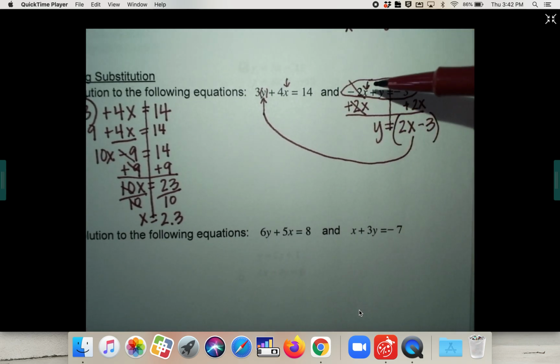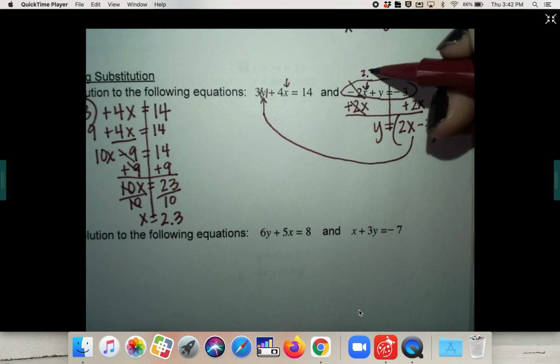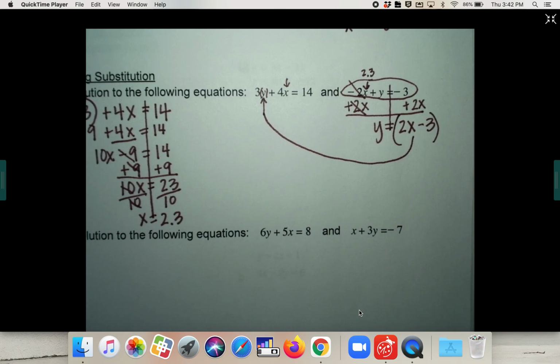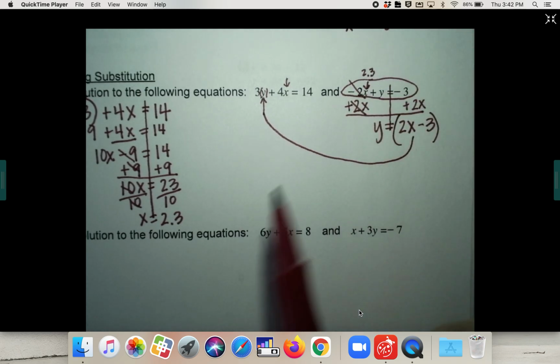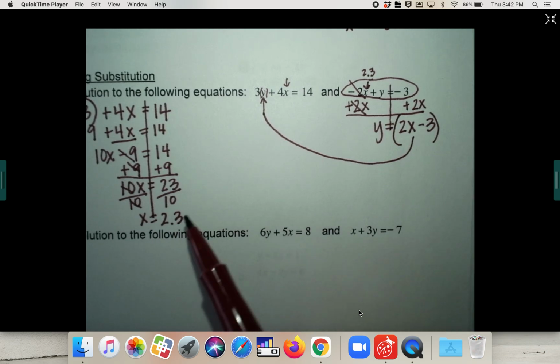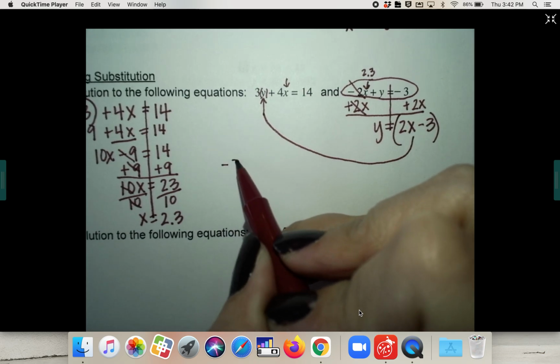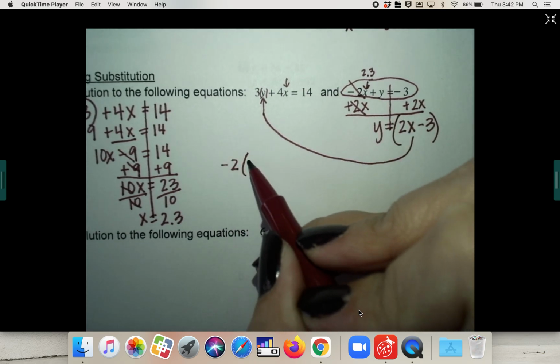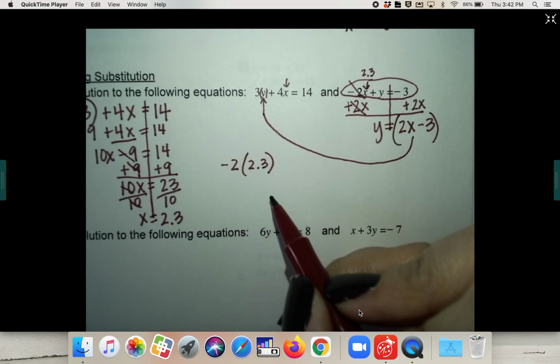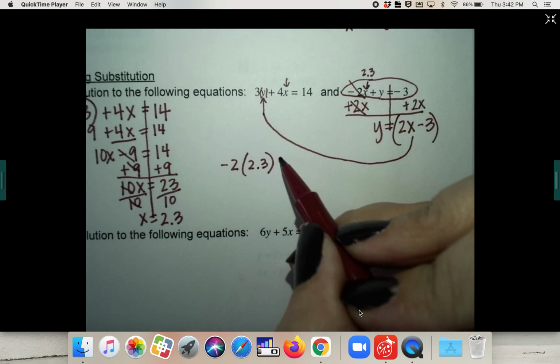I'm going to use the second equation. Doesn't matter. To me, I can do these two numbers in my head. It seems a little bit easier to solve, and actually I'm not going to do it in my head because it's a decimal. So I'm going to rewrite this equation, but instead of x, I'm going to put 2.3 because that's what we know x is. So let's write this equation. -2 times not x, but 2.3, since that's what we just solved x to be, plus y equals -3.